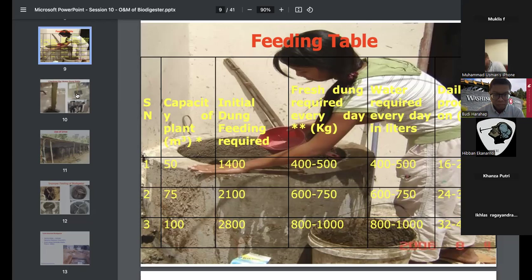And then on a daily basis, you will get 16 to 20 cubic meters of biogas. Similarly, on the 75 cubic meter and 100 cubic meter biogas plants.